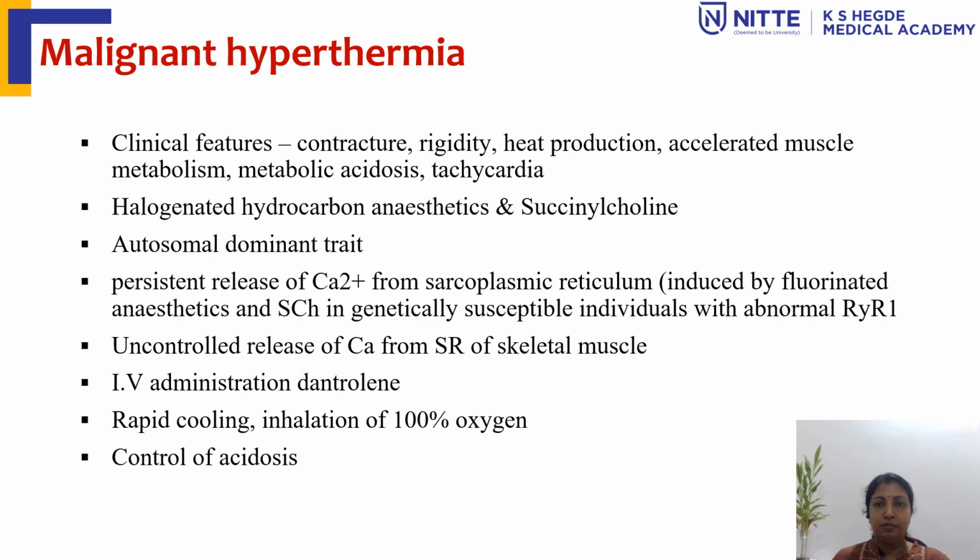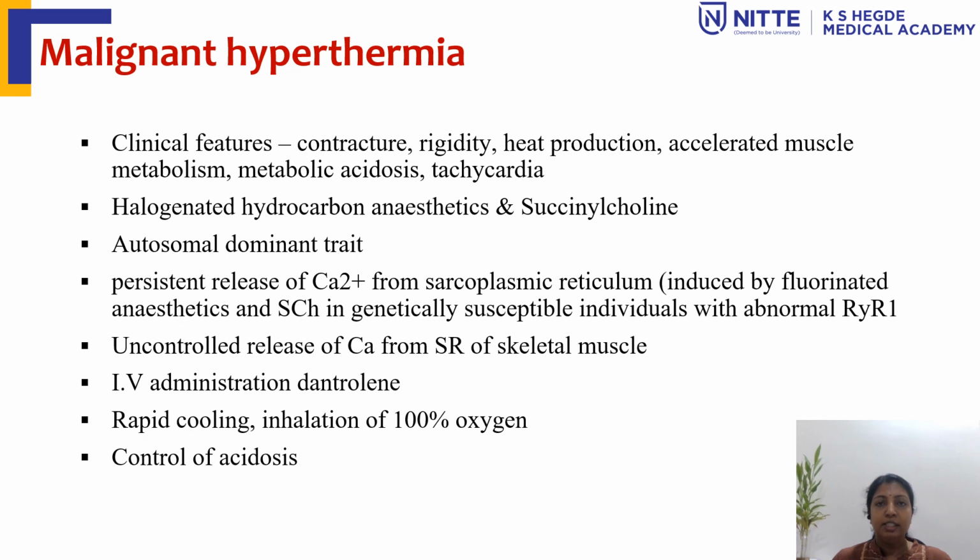Dantrolene is a drug of choice for malignant hyperthermia. So what is malignant hyperthermia? It's a pharmacogenetic disease where there are abnormal ryanodine receptors. The symptoms of malignant hyperthermia are increased rigidity, contraction, increased heat production, accelerated muscle metabolism, metabolic acidosis, and tachycardia. It is usually triggered by any of the halogenated hydrocarbon anesthetics like halothane and isoflurane and even succinylcholine. It's an autosomal dominant trait seen with abnormal ryanodine receptors.